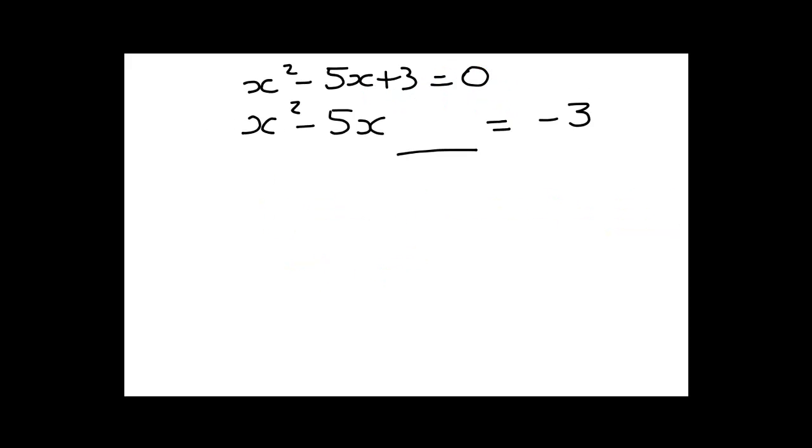So we look at minus 5. We say, what is half of minus 5? Half of minus 5 is minus 5 on 2. Alright, and we have to square this to make the left-hand side a perfect square. Now, of course, if we add (negative 5 over 2) all squared to the left-hand side, we have to add it to the right-hand side as well.